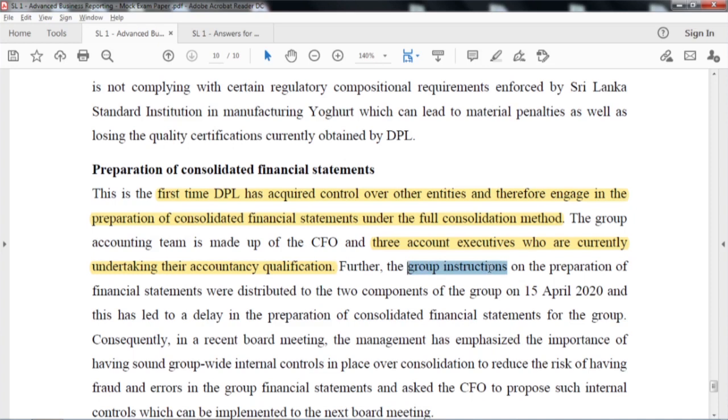Yeah. Further, group instruction. Now, this word is very important in group auditing, right. There has to be group instruction going from the parent company to the subsidiary as to how to prepare the consolidation, and there are 2 components. Components means 2 companies of the group, and this has led to a delay in preparation. Further, group instructions were distributed to the components only, I think, late, on 15th April, and this led to the delay in preparation. Now, that is not good. Ideally, you have to have frequent meetings with the other components, other companies, and send them instructions.